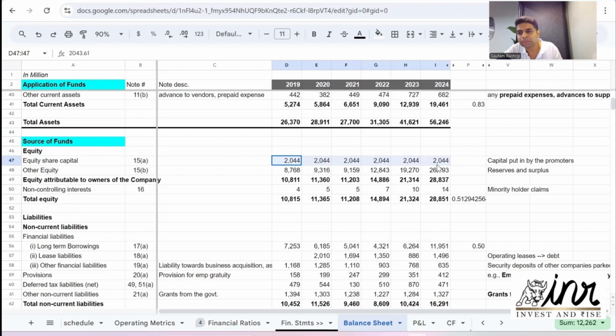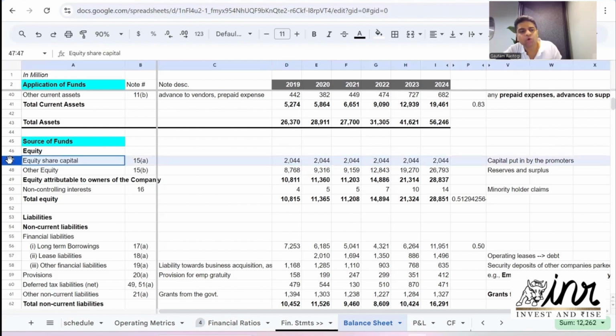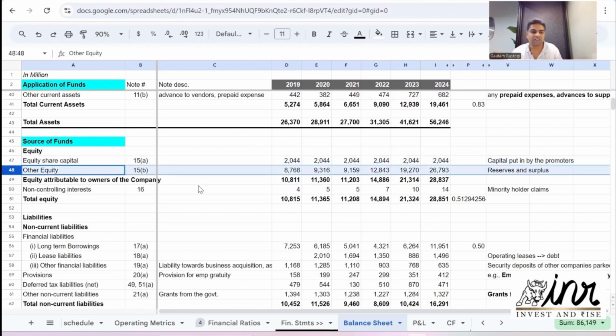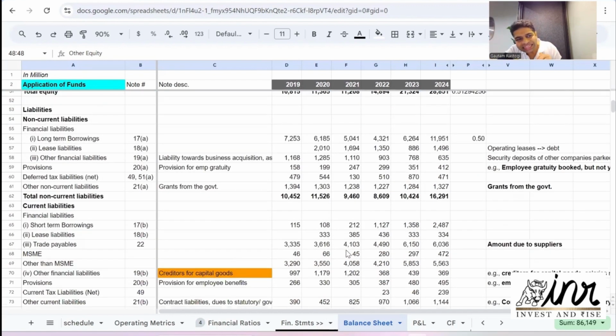So the promoters have not made any fresh infusion in this company over the last 6 years or so. The equity capital, that is capital infusion by the promoters, by the owners of the company, there is no increase in that. Other equity is usually reserves and surplus. The profits that you generate every year are added back to equity. That is what this amount is. So you see that is increasing because they are generating a lot of profits which are getting added back to equity. Okay, moving on. Then they have liabilities.